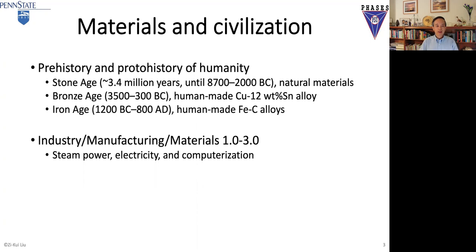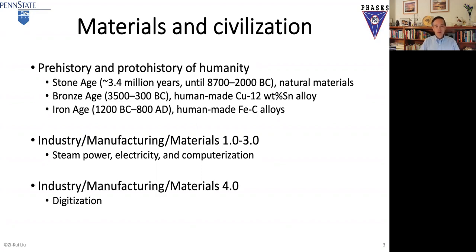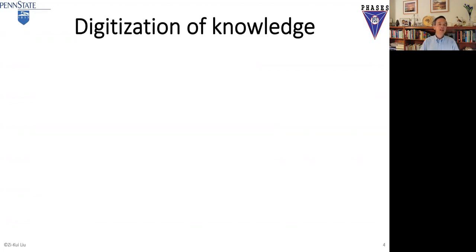What we call industrial manufacturing materials 1.0 to 3.0 concerns steam power, electricity, and computers. We all say now that we're in Industry 4.0, industry manufacturing materials 4.0. It is about digitization. So basically, digitize everything. Well, digitization is about data. Well, it's more about knowledge, right? We put our knowledge into digital form.